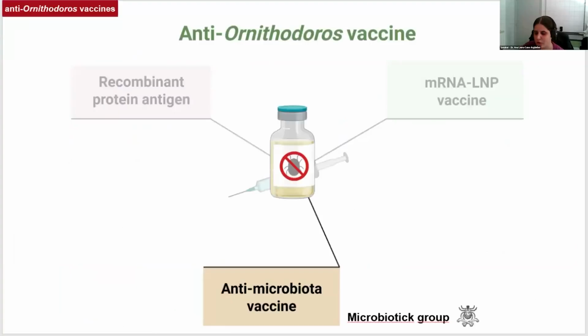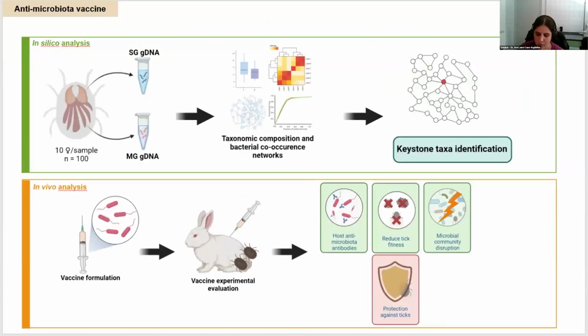Finally, I will also show the last strategy, the antimicrobiota vaccine. This has been done in collaboration with the microbiota group led by Alejandro Cabezas. And we know that the tick microbiome has an important role in tick physiology and vector competence. And so we have hypothesized that if we could alter a keystone microbial taxon, we could also modify the microbial composition and community assembly.